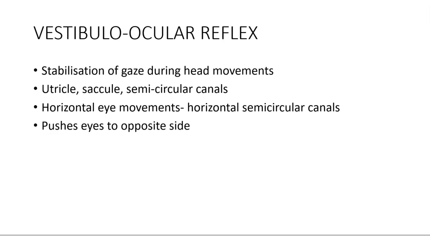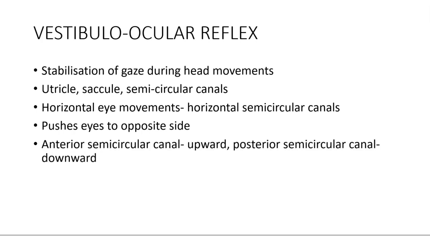So what happens is, if my left horizontal semicircular canal is stimulated, it will push both my eyes to the right side, to the opposite side. That is what the horizontal semicircular canals do. Now, the anterior semicircular canal pushes the eyes upwards. The posterior semicircular canals push the eyes downwards. So these are the different eye movements brought about by these different semicircular canals.